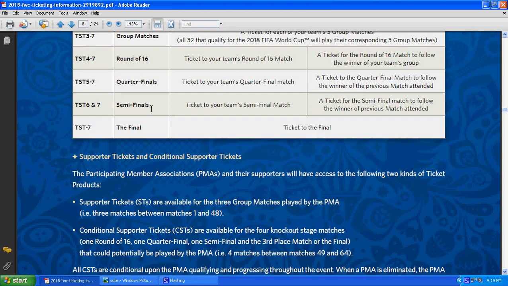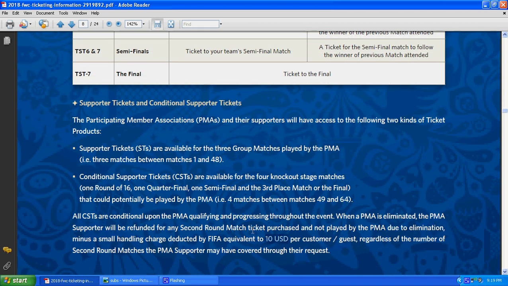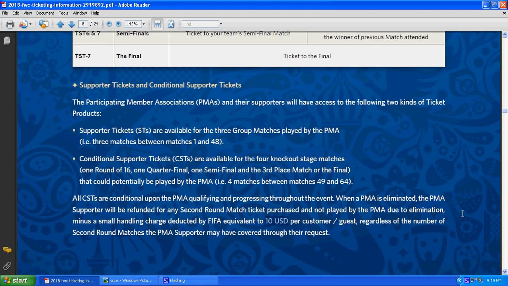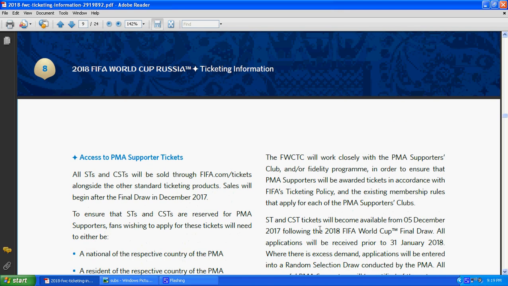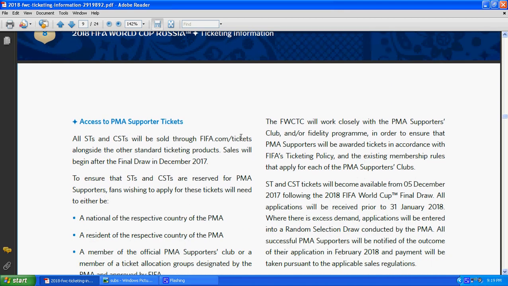So there is a $10 USD deduction per customer or per guest, regardless of the number of second round matches the PMA supporter may have covered through their request. Okay, so that is there. So to get these tickets, what are the conditions? These tickets are sold on FIFA.com/tickets. That is where all the match tickets are sold.